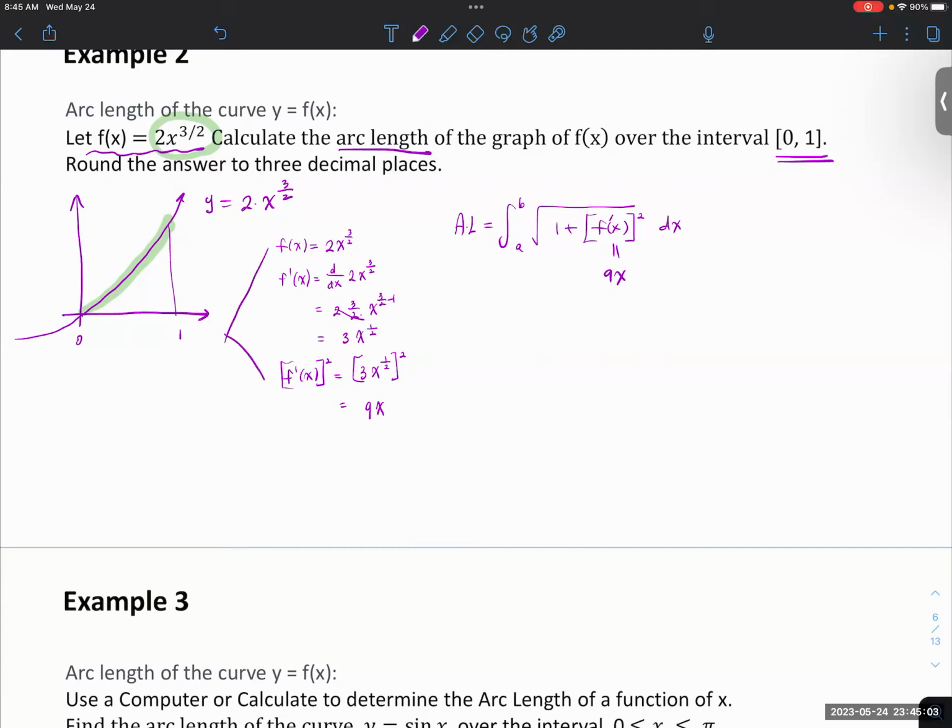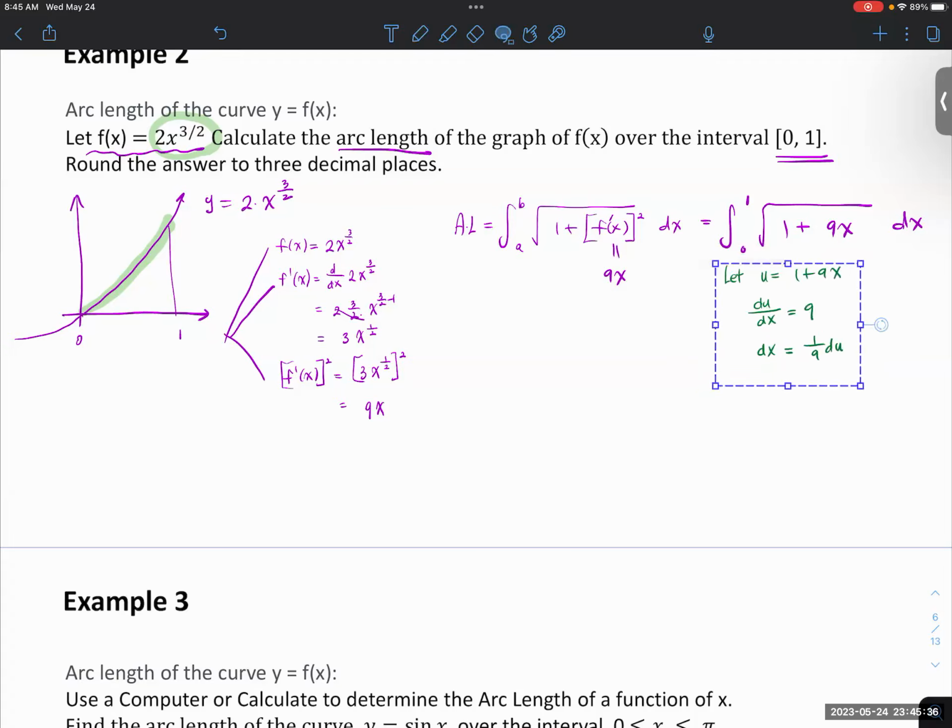So this is something we got, and now let me rewrite it. This is going to be the integral from 0 to 1 of radical 1 plus 9x dx. Are we better? So what are you guys going to do? This is another u substitution. Let u equal 1 plus 9x, du over dx is 9. So dx will be, what do you guys think? dx will be 1 over 9 du.